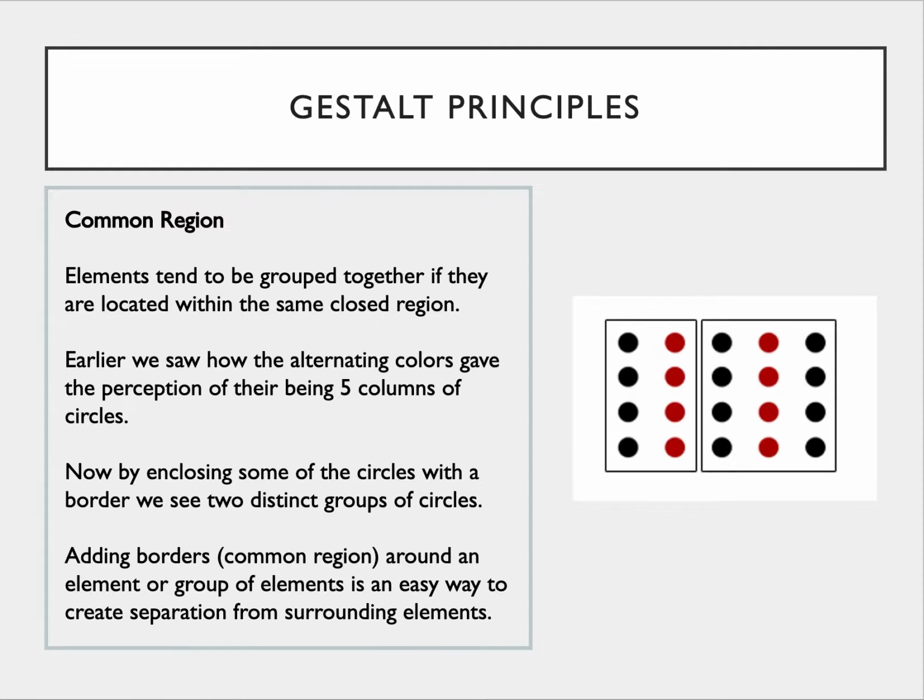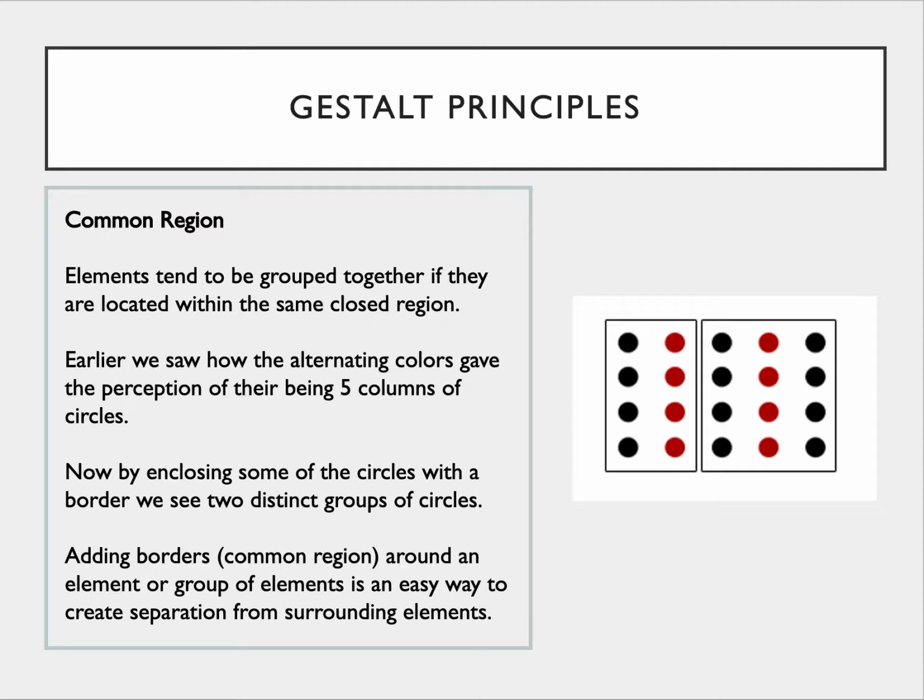Common region. As you see, we've looked before at columns of circles that appear as columns because of the color. Now you'll see that they have been regioned. Basically, we drew rectangles around them. The first one actually looks like a domino with its 8 dots.